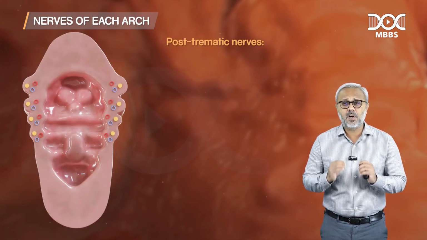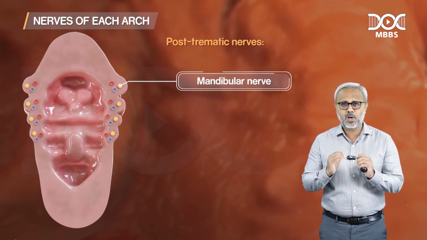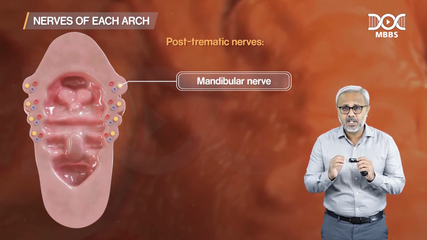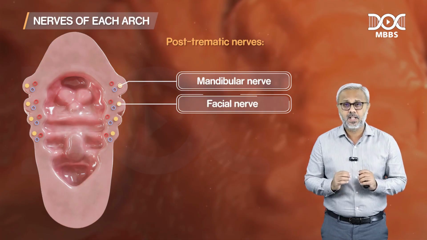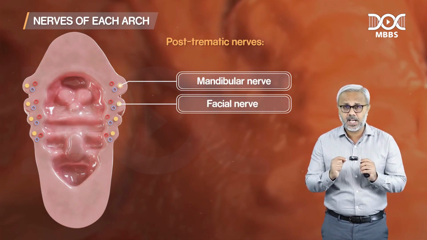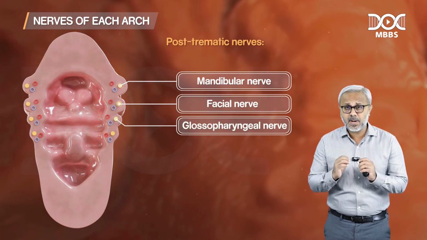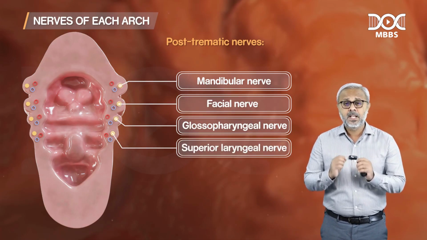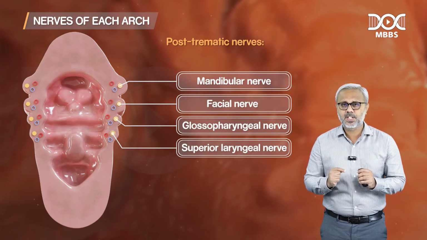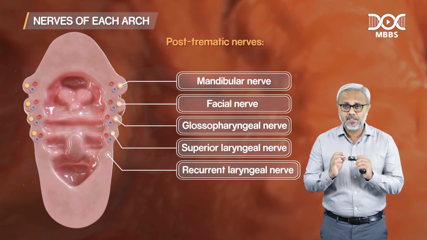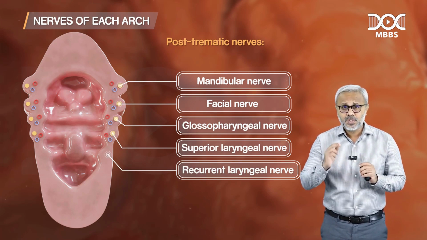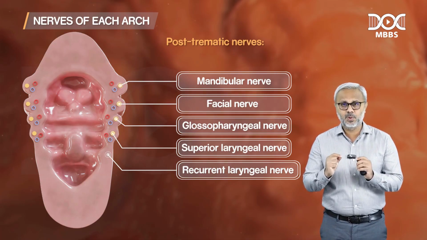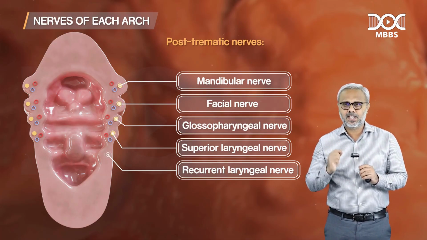The posttrematic nerve of the first arch is the mandibular division of the trigeminal nerve, which supplies all the muscles of mastication. The posttrematic nerve of the second arch is the facial nerve. The posttrematic nerve of the third arch is the glossopharyngeal nerve. The posttrematic nerve of the fourth pharyngeal arch is the superior laryngeal branch of vagus. The posttrematic nerve of the sixth arch is the recurrent laryngeal branch of vagus. Are we clear? So, the fourth and the sixth arch are ultimately supplied by the vagus nerve, but by means of two branches, superior laryngeal and recurrent laryngeal.